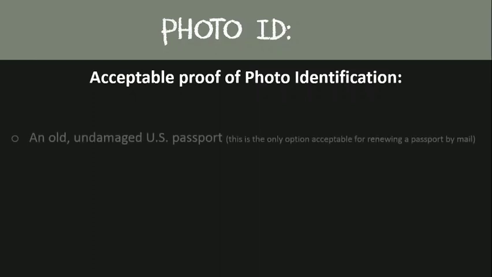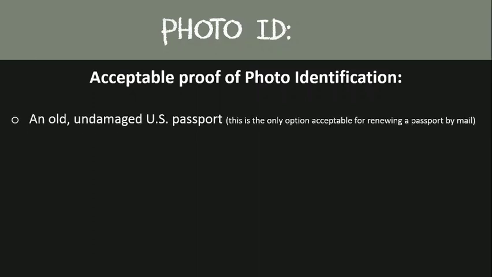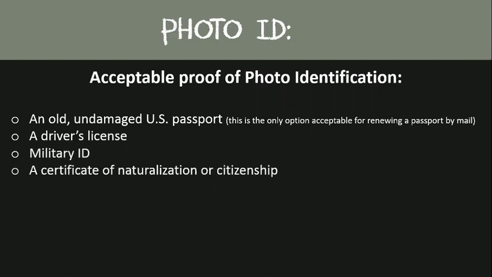Photo identification. Acceptable proof of photo identification includes an old, undamaged U.S. passport, and this is the only option acceptable for renewing a passport by mail. You can use a driver's license, military ID, a certificate of naturalization or citizenship, or a government employee ID.